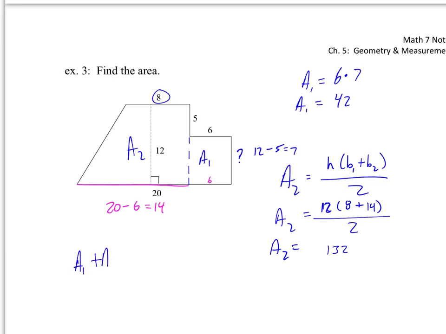So we take area 1 plus area 2. We get 174. Okay? Cut them up into pieces, you know. If you need to cut it up more, you can. You could cut this one into a triangle and 2 rectangles if you wanted to, and have 3 different shapes. Okay? Your choice.